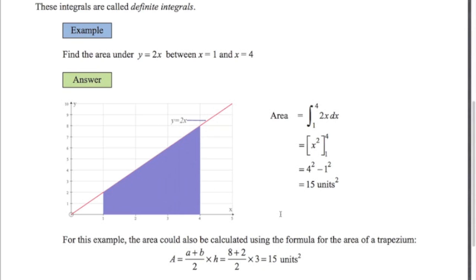Now, just to check that, we could also work this out as the area of a trapezium. Here we've got a trapezium lying on its side. The lengths of the two parallel sides are 2 and 8. The distance between the parallel sides is 3. So using the formula for the area of a trapezium, we also get 15 units squared, just to check that that's right. The good thing about this formula is that it works for curves as well.